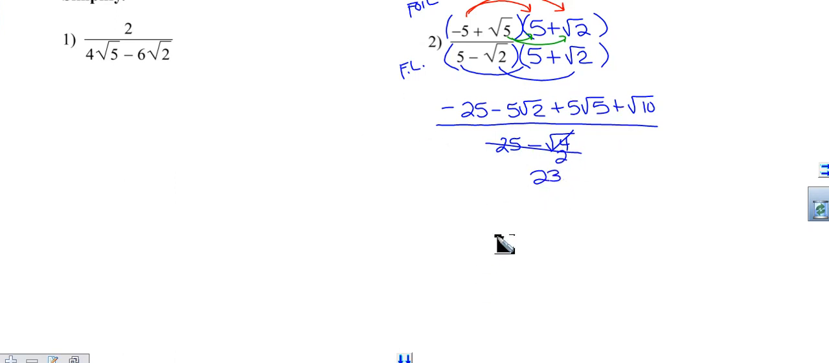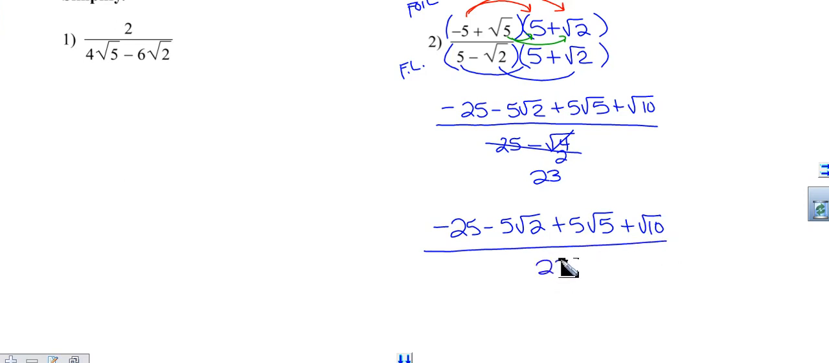So just to rewrite this and clean it up, the numerator is negative 25, negative 5 square root of 2, positive 5 square root of 5, and positive square root of 10. The denominator is 23. The only way that I can simplify any of these terms is if the outside numbers, every single one of them, had something in common. They don't, and so this is my final answer.